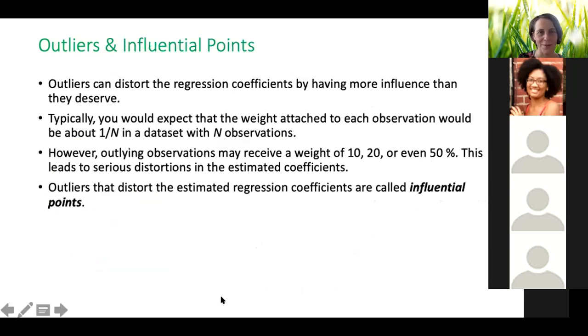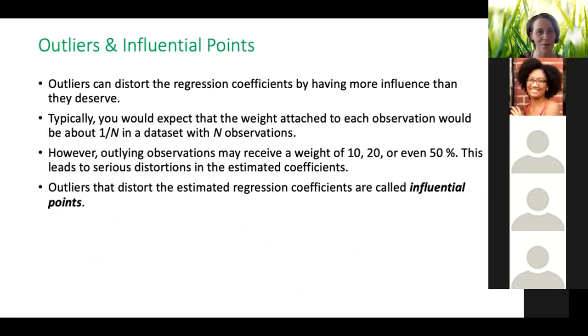All right, so after talking so much about influential points, influential outliers, we will finally define them. What is meant by an influential point? An influential point is one that distorts the regression coefficients. That means it has more influence than it deserves.